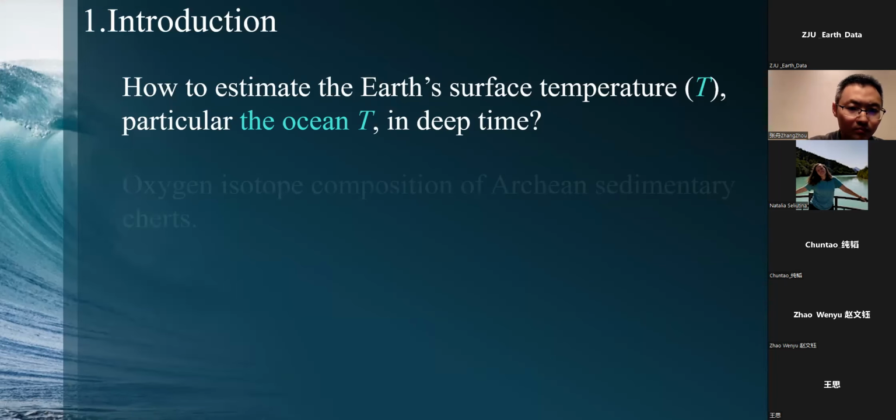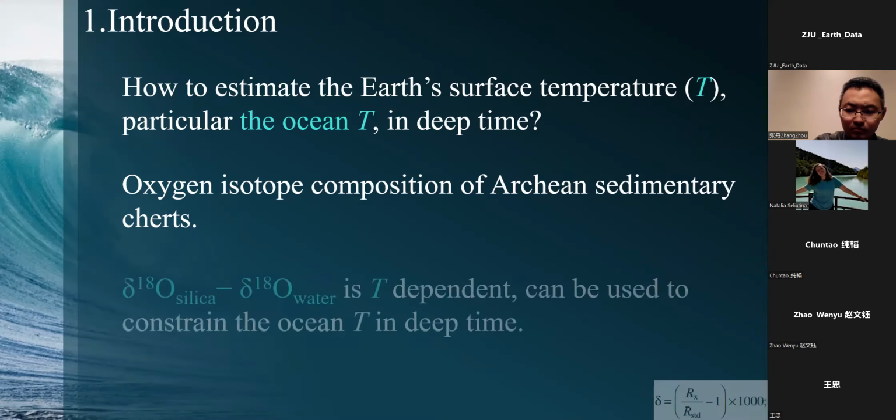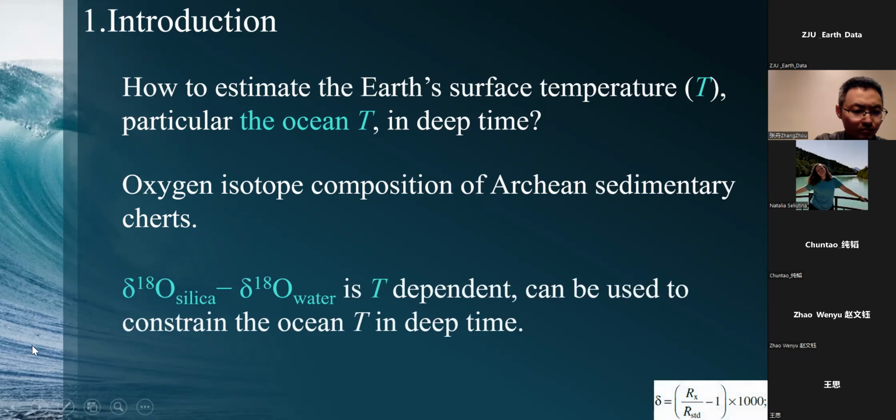So oxygen isotope composition of marine sedimentary cherts are usually used to constrain the ocean temperature in deep time, particularly for the Archean. So please move to next. Actually, the rationale is that the fractionation of the oxygen isotope between, for example, the silicate and water is temperature dependent. That's why it can be used to constrain the ocean temperature in deep time. So next, I will give an example here. Please move to next paragraph.